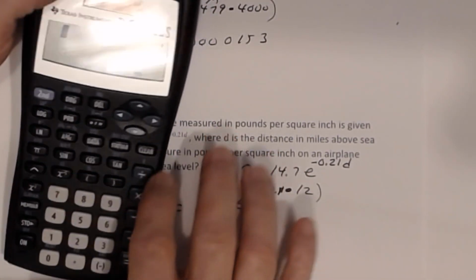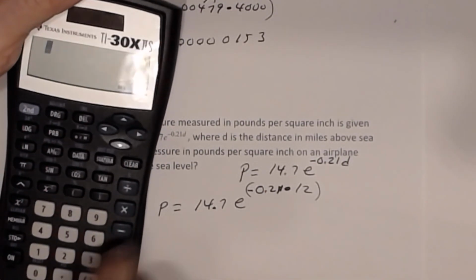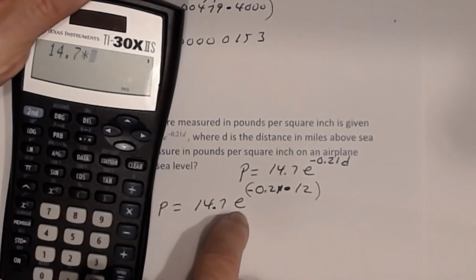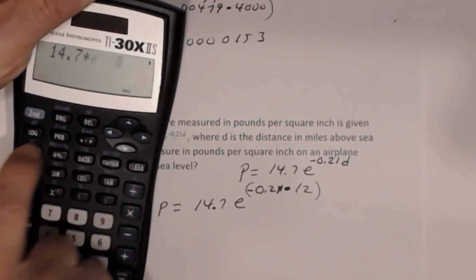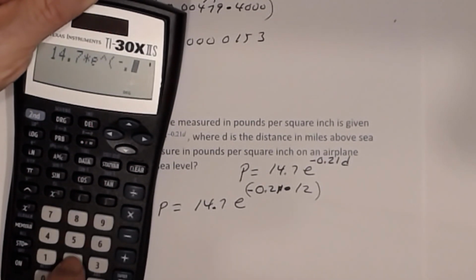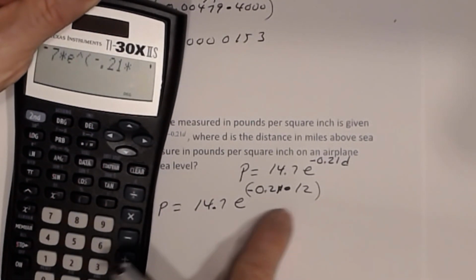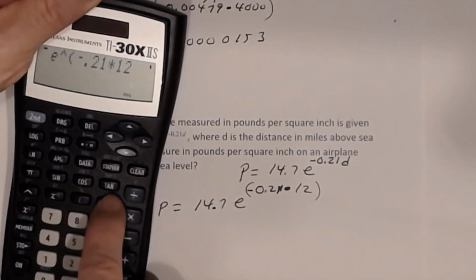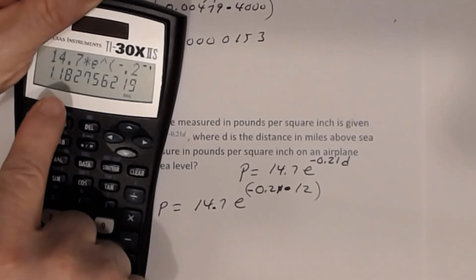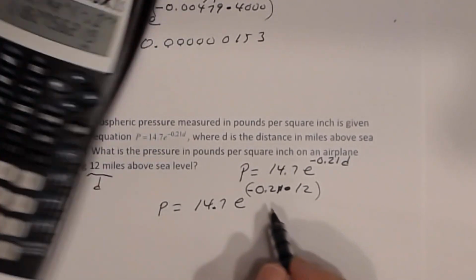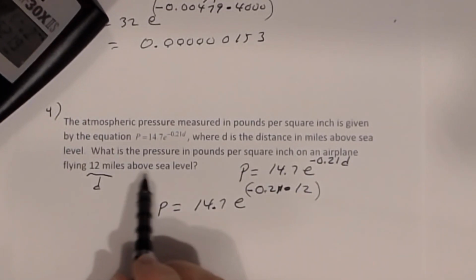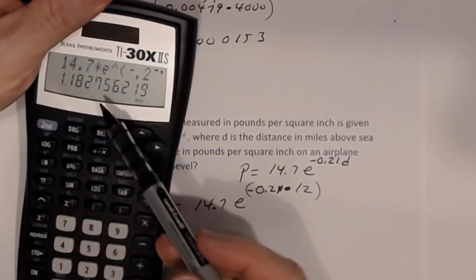So now you're going to say 14.7 times, you got to get E now. So you can press second ln, just like this. And then negative 0.21 times 12. Close the parentheses and press equal, and you get 1.18.